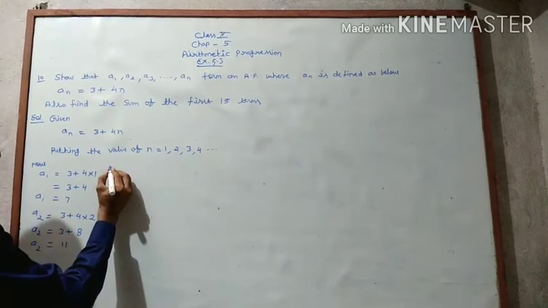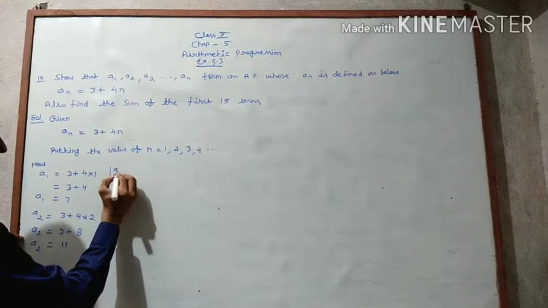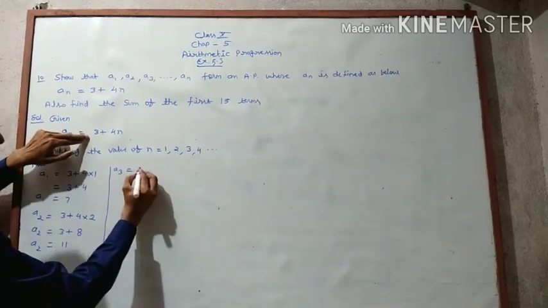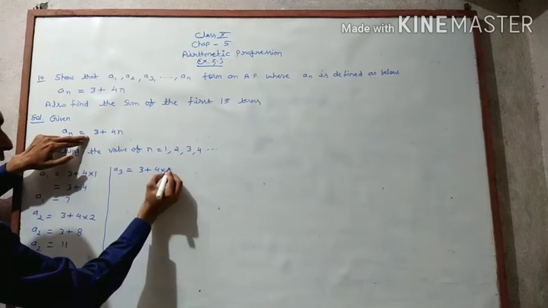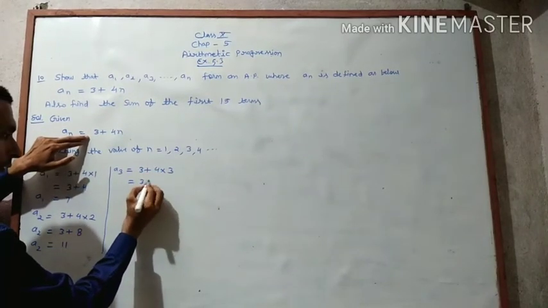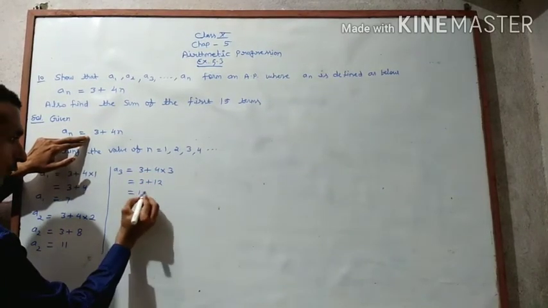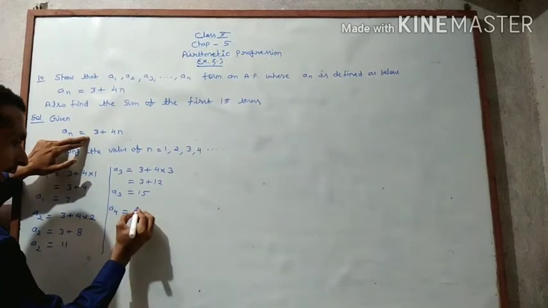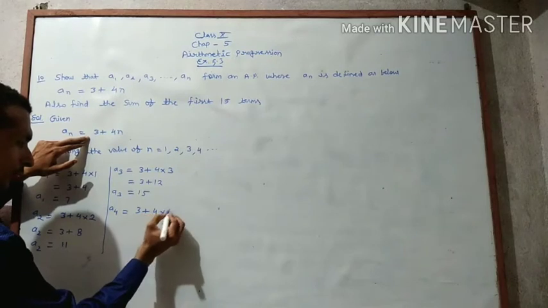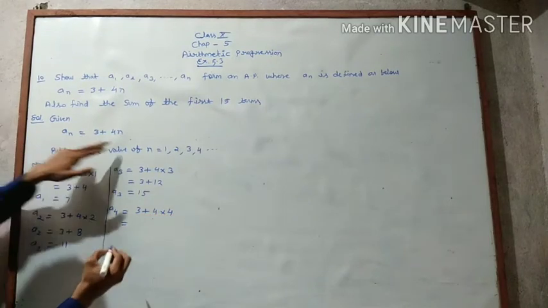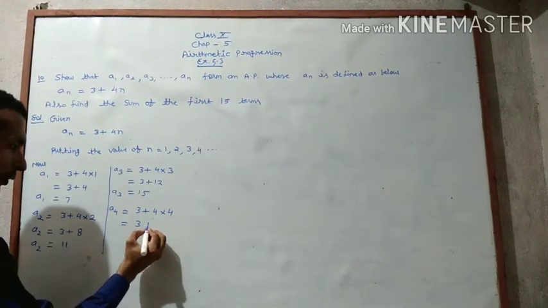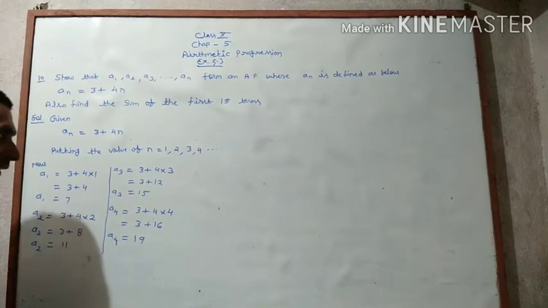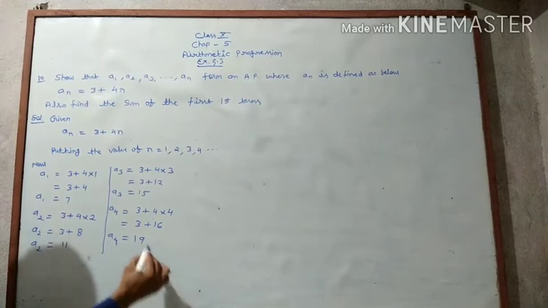And the next value A3, that means n equal to 3. So 3 plus 4 into 3, 4 3s are 12, so 3 plus 12, how much? 15, the value of A3. And the last, A4, 3 plus 4 into 4. How much here? 3 plus 4 4s are 16, so that is 19, A4. Okay. So now you can write the series.